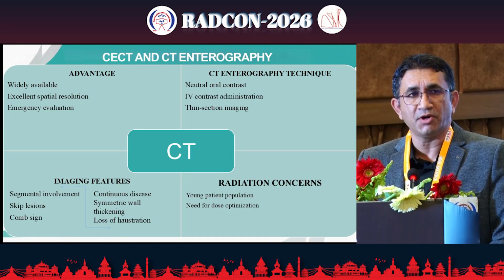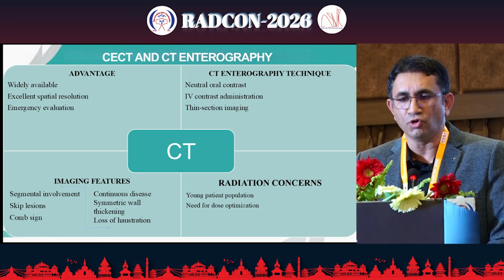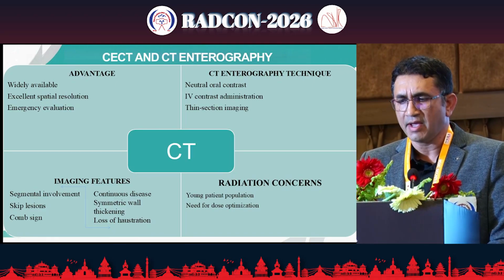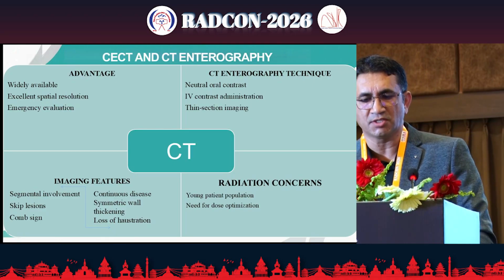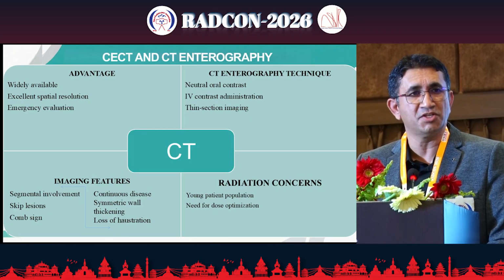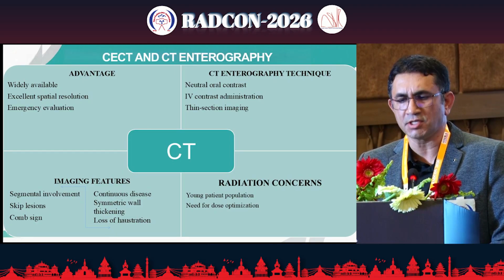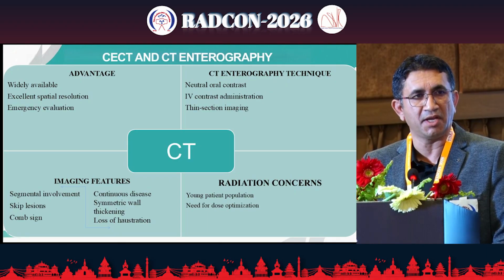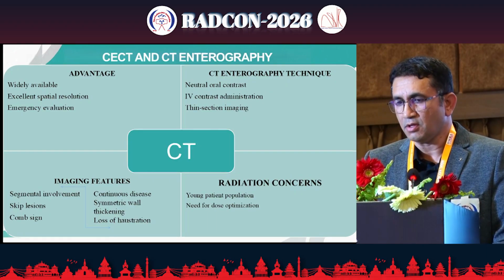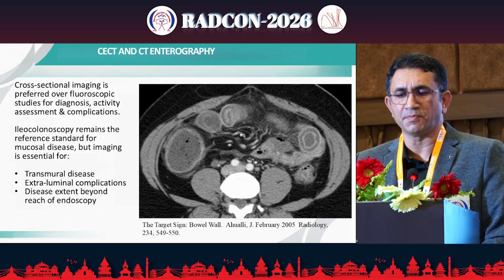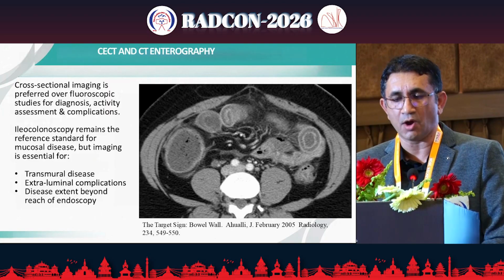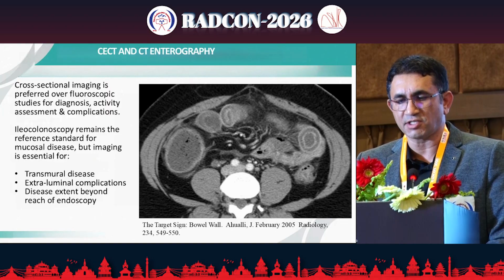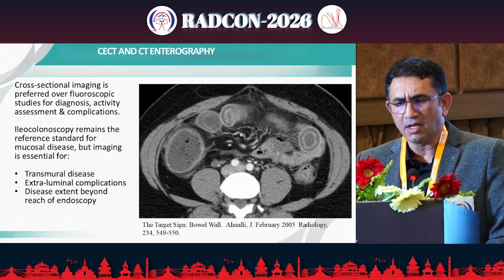CT enterography, as we already said, is used for the acute purpose and to look for complications. The imaging features we see are segmental involvement, skip lesions, and the comb sign in Crohn's disease; and continuous disease, symmetric wall thickening, and loss of haustration in ulcerative colitis. So cross-sectional imaging is preferred over fluoroscopic studies nowadays for assessment and for complications of the disease.